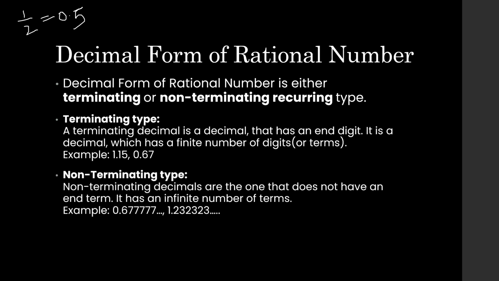Whereas the non-terminating type has an infinite number of terms. As you can see, 0.67777. Now the digits are not ending, they are not finite. That 7 is repeating throughout. 1.232323, and that 23 is repeating throughout. It has no end. The numbers are infinite. They are included in the non-terminating type.